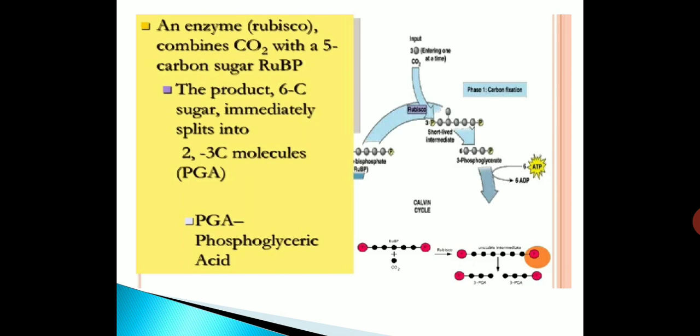An enzyme, Rubisco, combines CO2 with a 5-carbon sugar RuBP. The product, a 6 carbon sugar, immediately splits into 2, 3 carbon molecules, that is PGA, and PGA is phosphoglyceric acid.